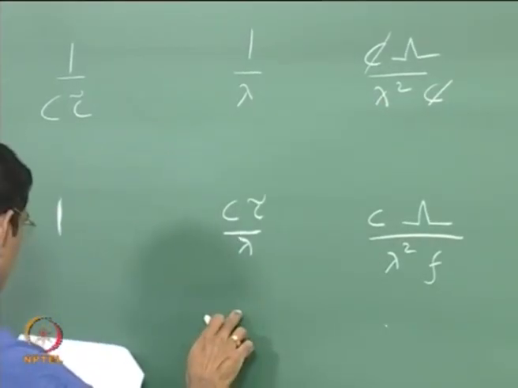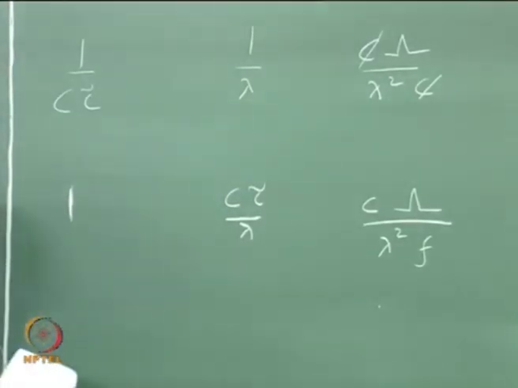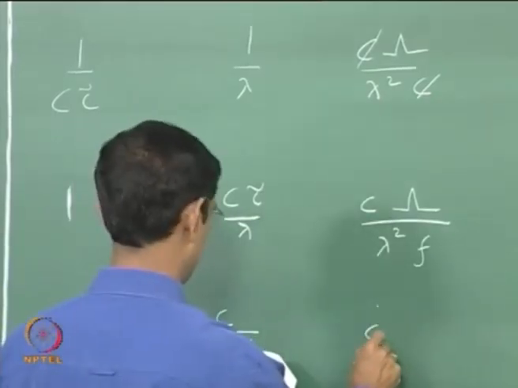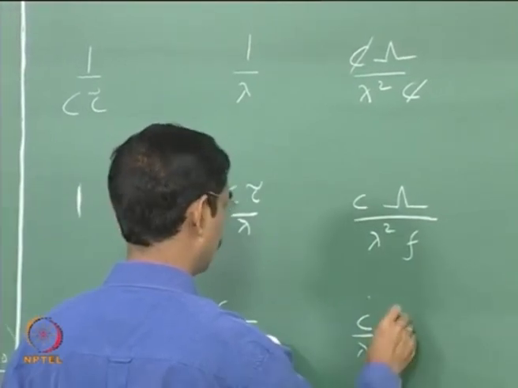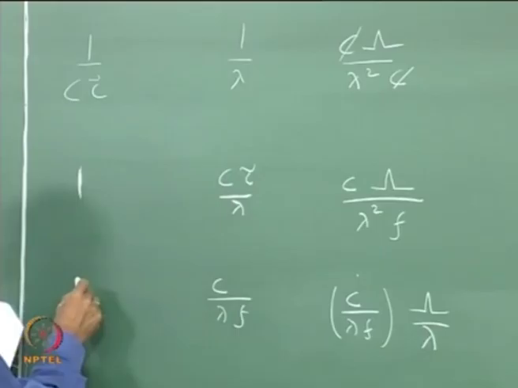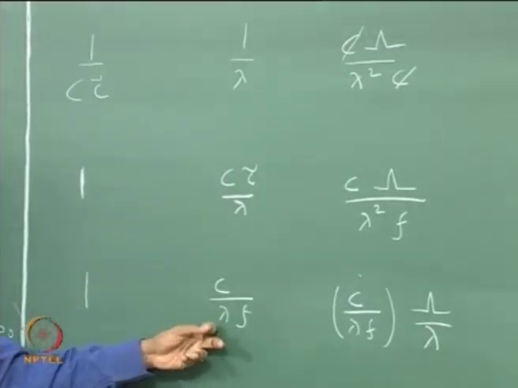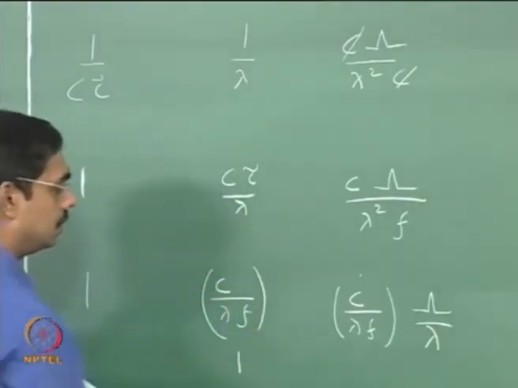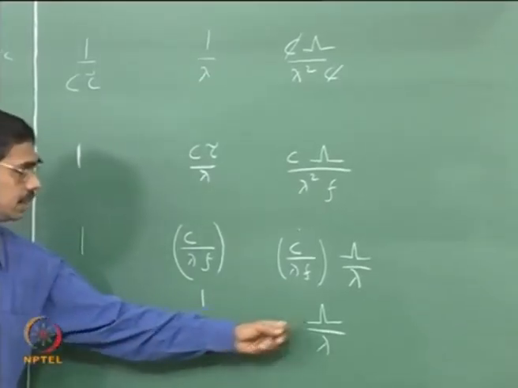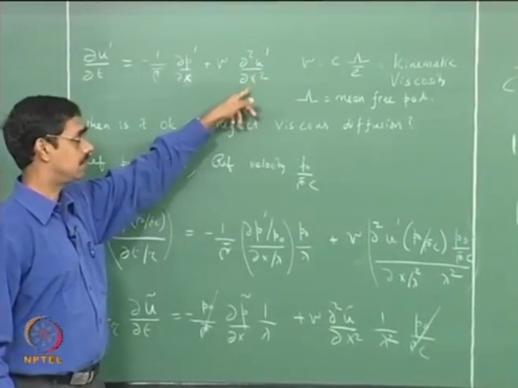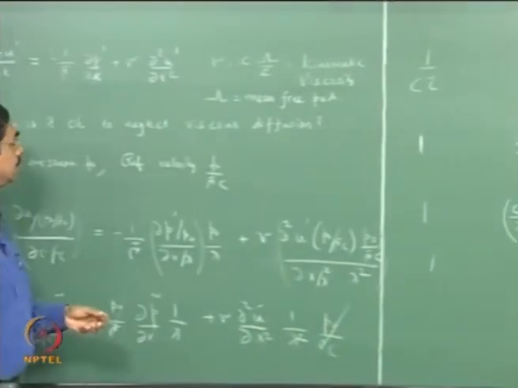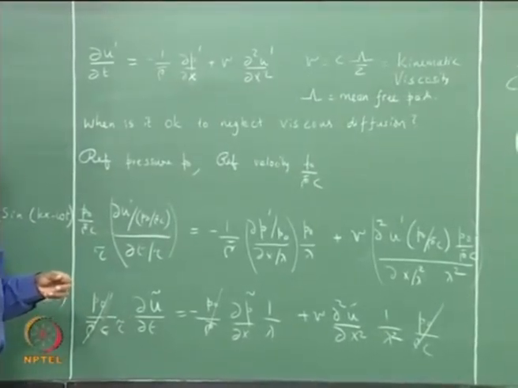c tau over lambda, and if I replace tau by a time period, I can say c over lambda f, right, and here I will say c over lambda. And c is equal to lambda f. So, this term is also of the order 1, so you have 1, 1 and small lambda over capital lambda. This term over here, nu times dou squared u prime by dou x squared, will be important if the ratio is large, and if it is the other way, it will be negligible.